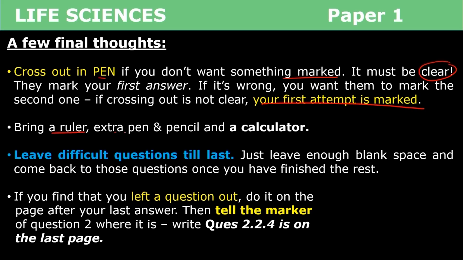Bring a ruler, extra pen, pencil, and a calculator. Remember, you can also be asked to draw a pie chart. So make sure you bring all the necessary instruments and stationery. Leave difficult questions till last. Just leave enough blank spaces and come back to those questions once you finish the rest of the questions that you know. Mark allocation will be a guide of the space that you need to leave out.